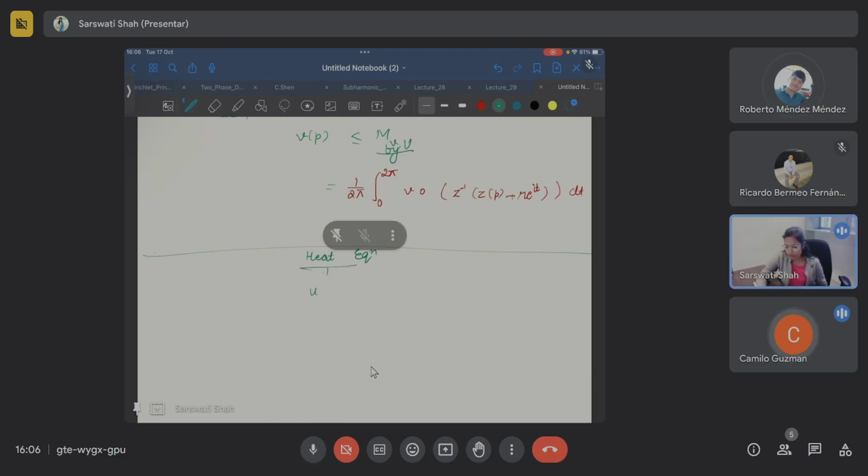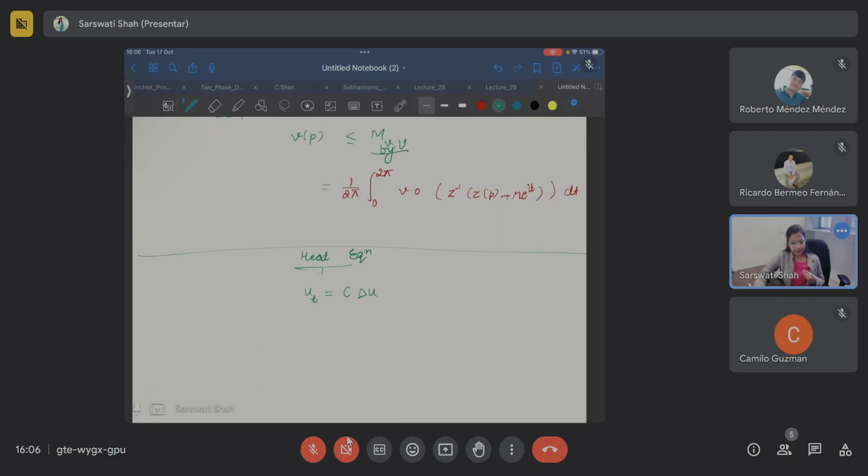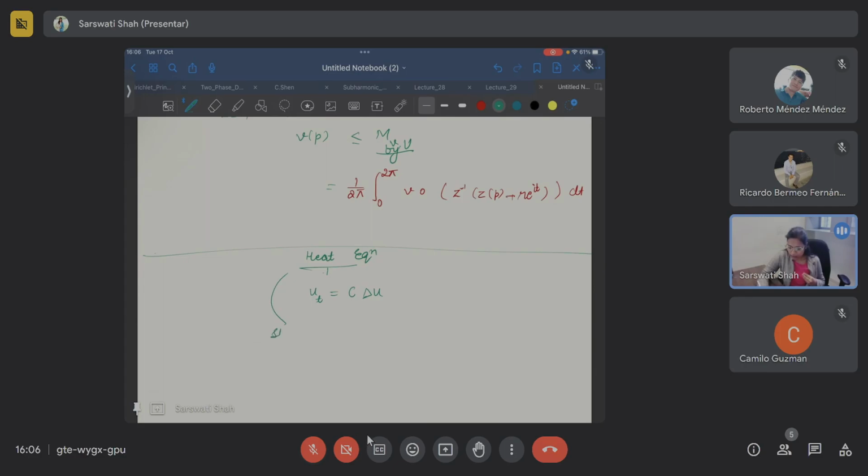U_t equals a constant times U_xx, or you can say the Laplacian of u. Yeah, the Laplacian of u. So if we are talking about the heat equation at steady state, what will be the equation of heat? If you are talking about the steady state, then what will be the equation?